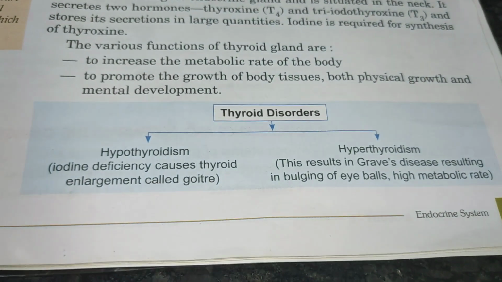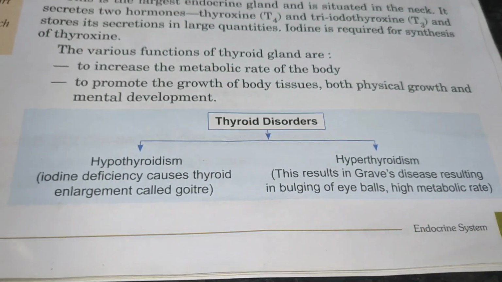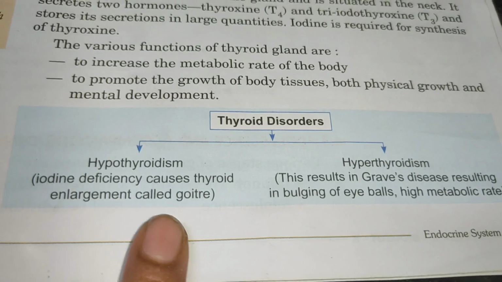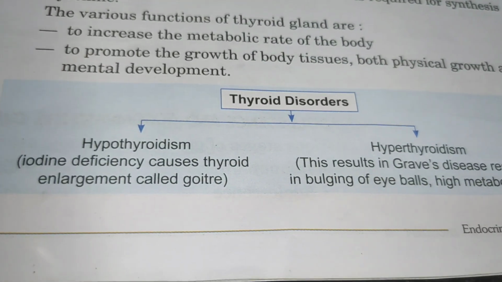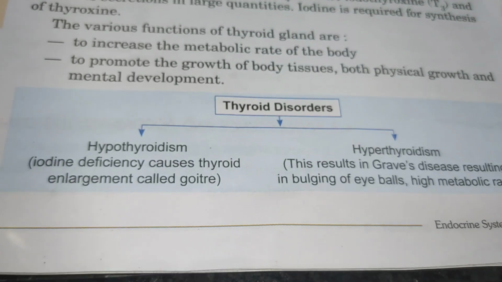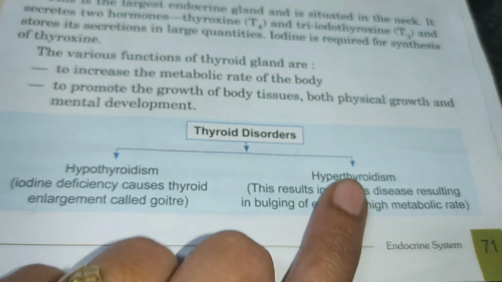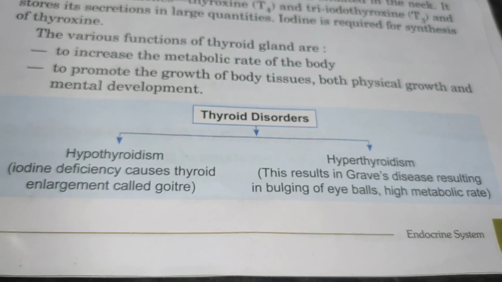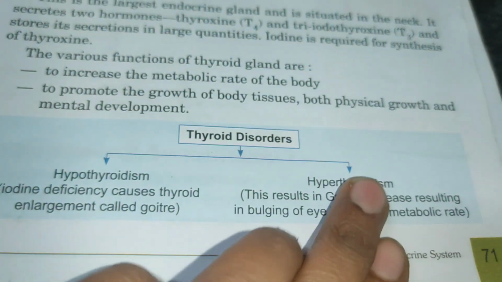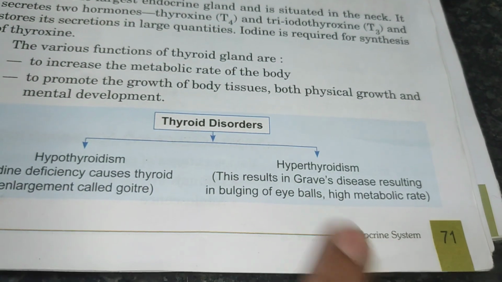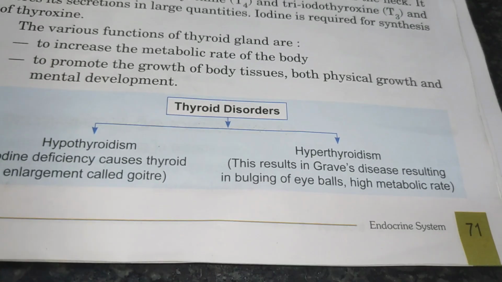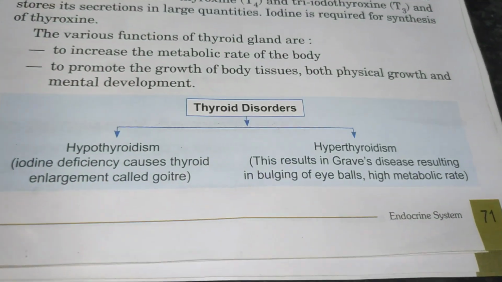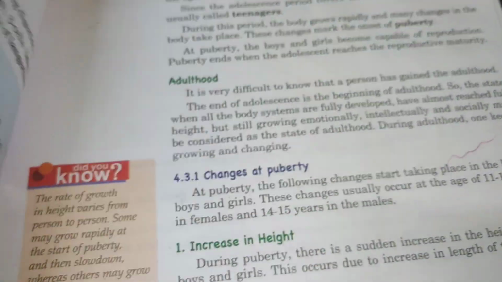If the thyroid hormone is produced very little, then because of iodine deficiency, we'll get a disease called goiter. Our neck will become very big. Yes, no? So that is called goiter. Then hyperthyroidism, when more is produced than needed, results in Graves' disease. Their eyes will become very swollen and a high metabolic rate will be there. So that is called Graves' disease.